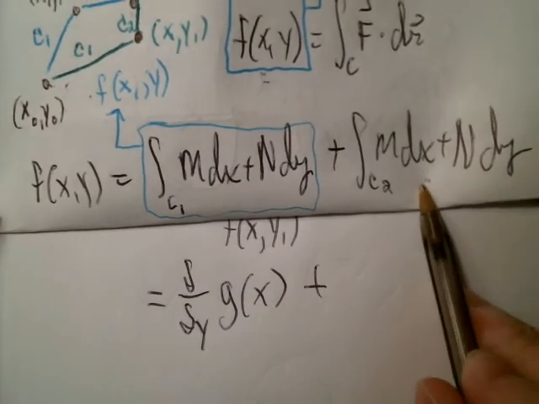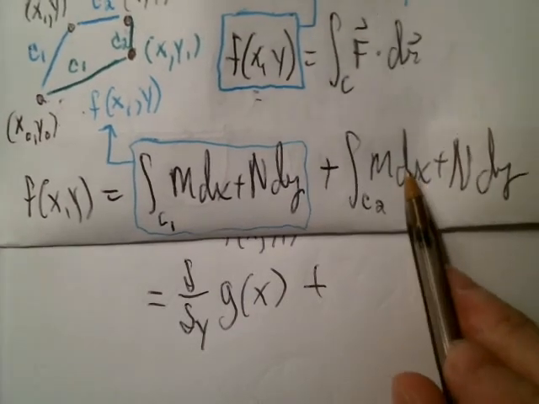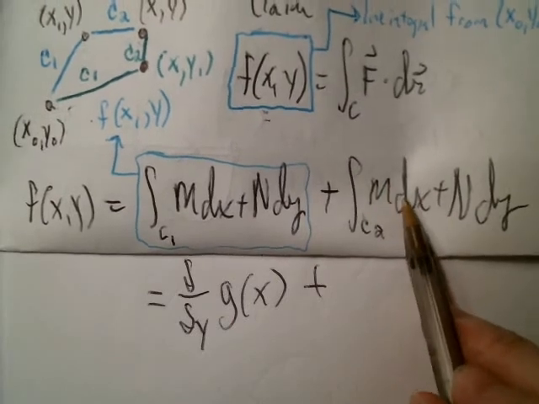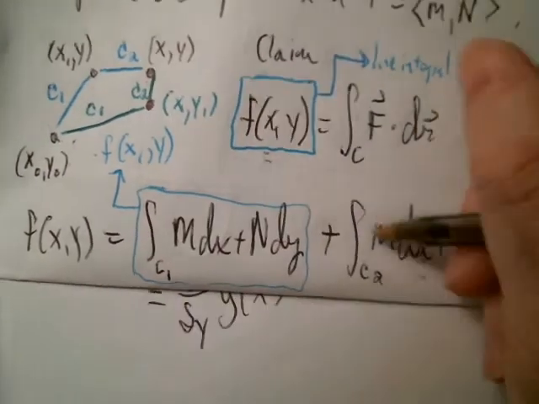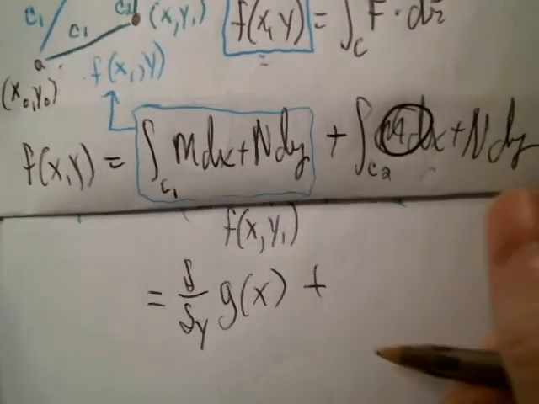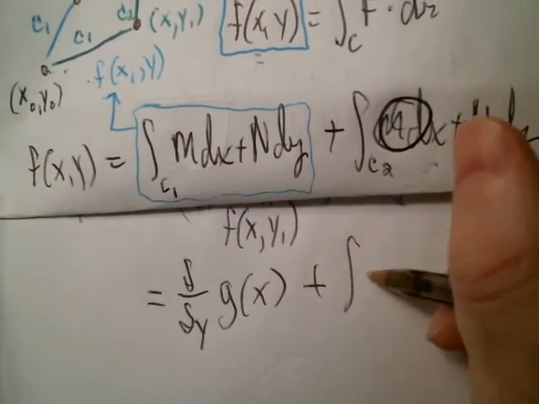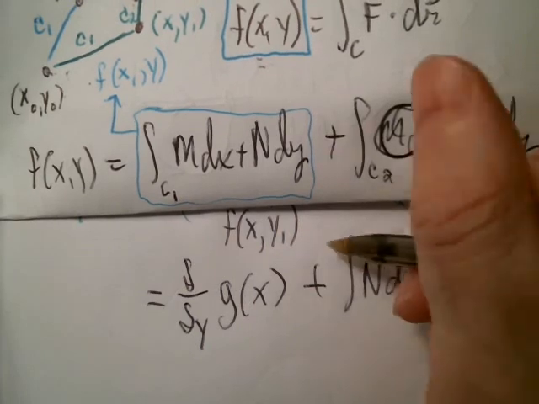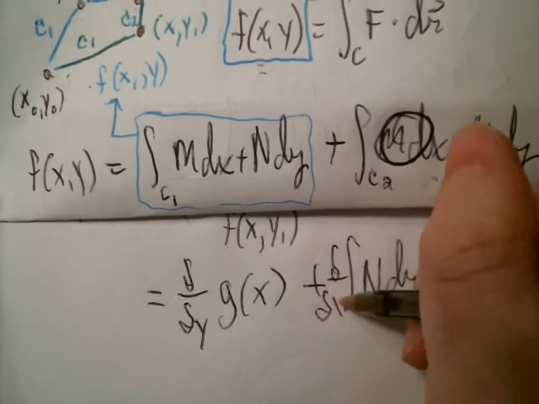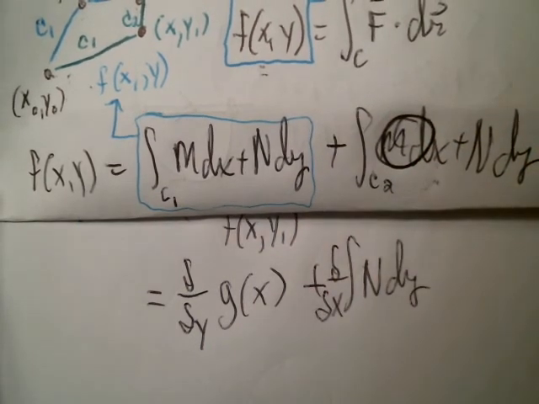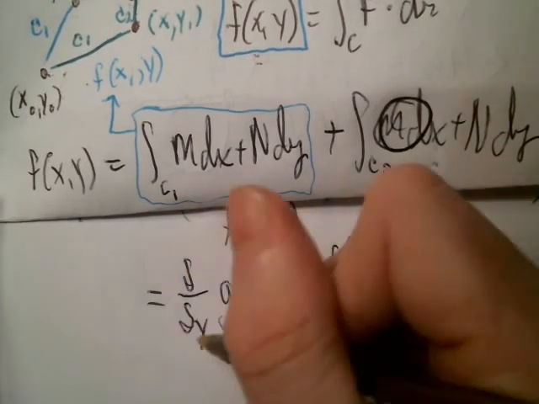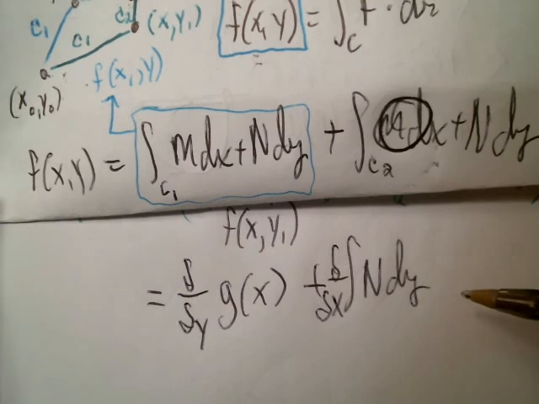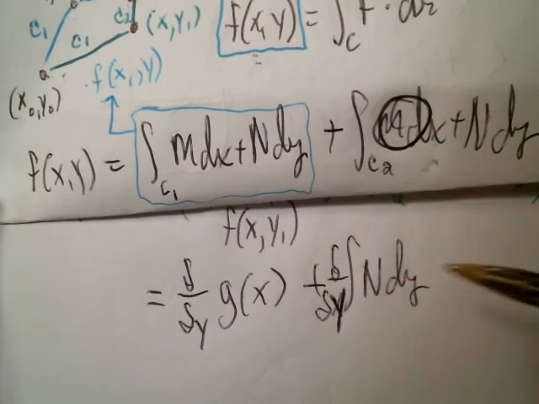In this case, this thing right here is 0 because the change in x as you go from this point to this point is 0. So you get a big 0 there, and you're just ending with the integral of n dy, and we're taking the partial derivative of that with respect to x. Or sorry, with respect to y. No, with respect to x. We should be doing, no, it is with respect to y. I apologize.